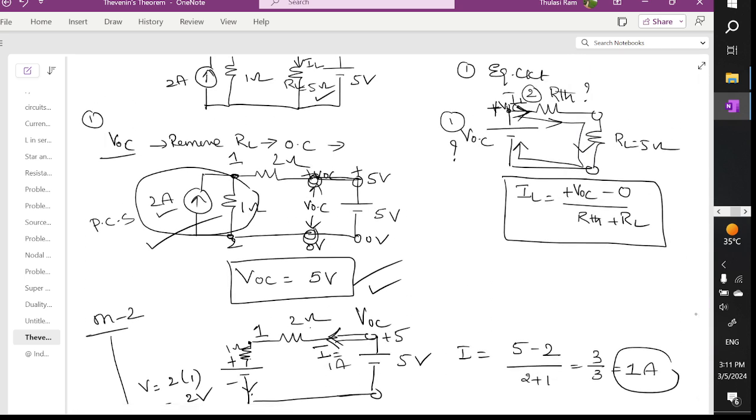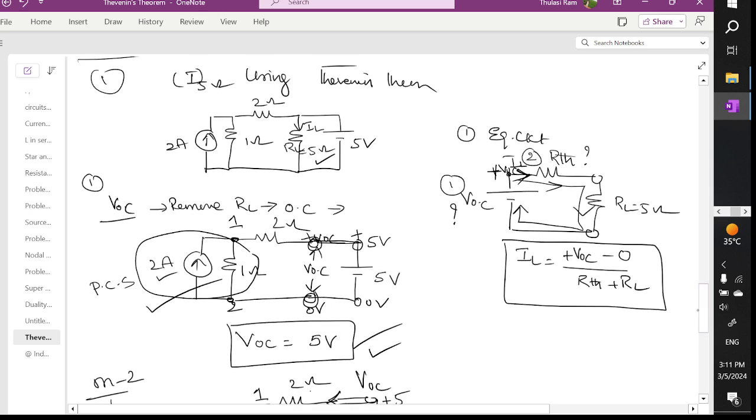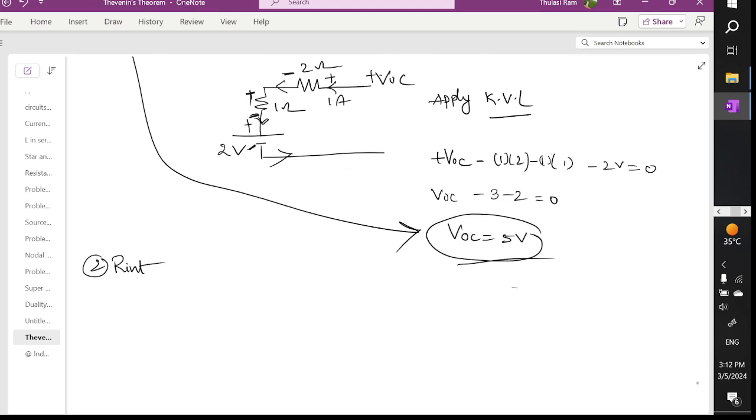So how to find out R internal: remove this load resistor, and you can see here this is an independent current source, this is an independent voltage source. Draw with its equivalent. So when you draw with the equivalent, the current source equivalent we are going to get like this. You get the current source as an open circuit, and here you are going to have a 1 ohm resistor, and here a 2 ohm resistor, and this is open circuit, and here you require the Thevenin's resistance, and here a voltage source is there.